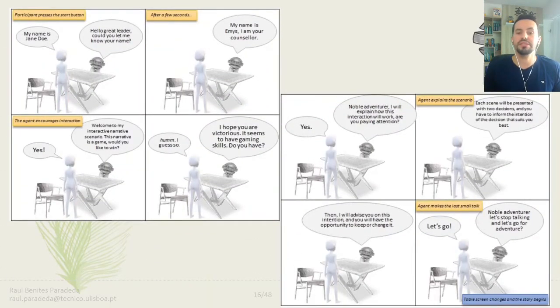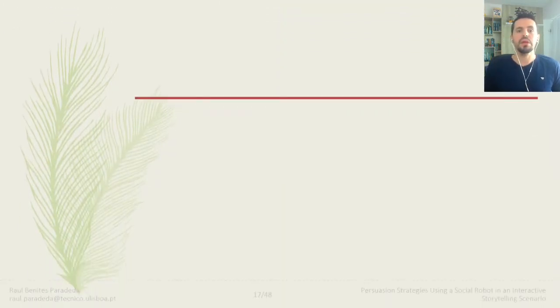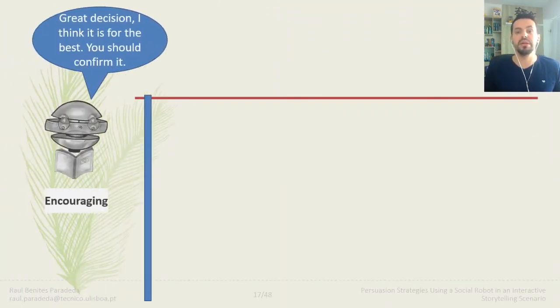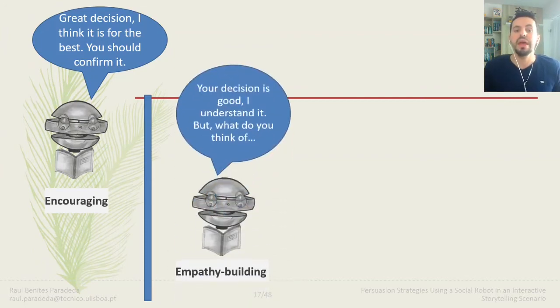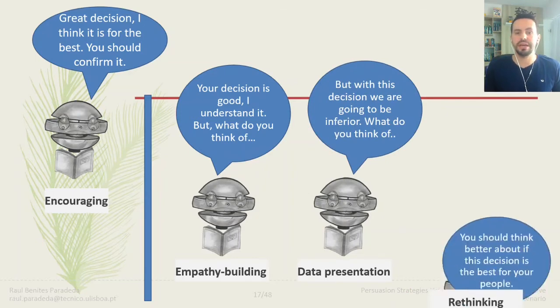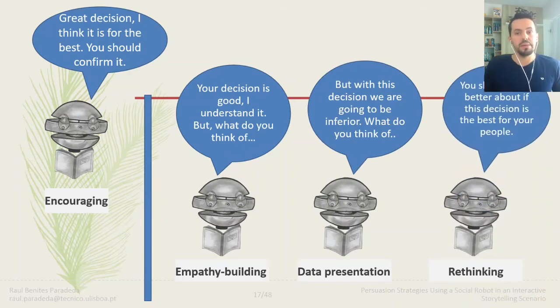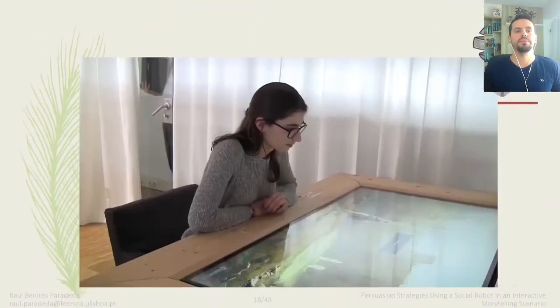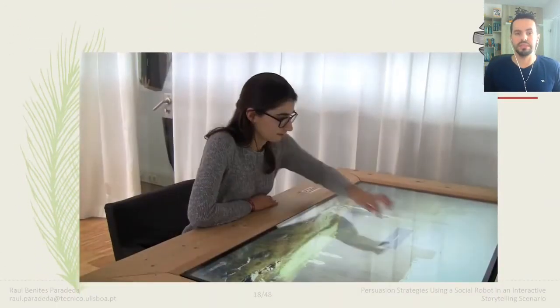Before the interactive narrative starts, the agent performed a small talk with the participant to increase the person-robot trust level. The robot influenced the participant using encouragement, when the participant must confirm his intention, and when the participant must change his decision, the agent can use the techniques of creating empathy, presenting data, and rethinking. Let's see a video about this study.